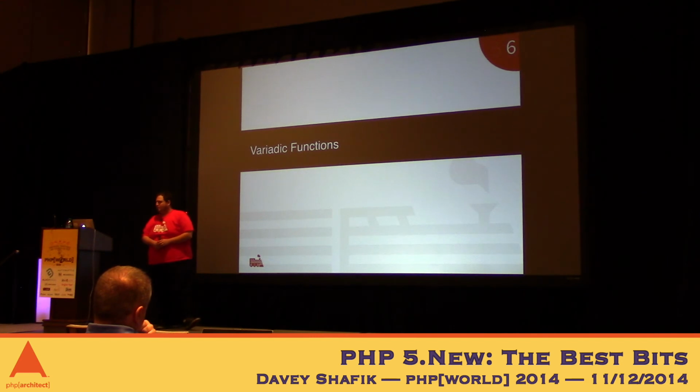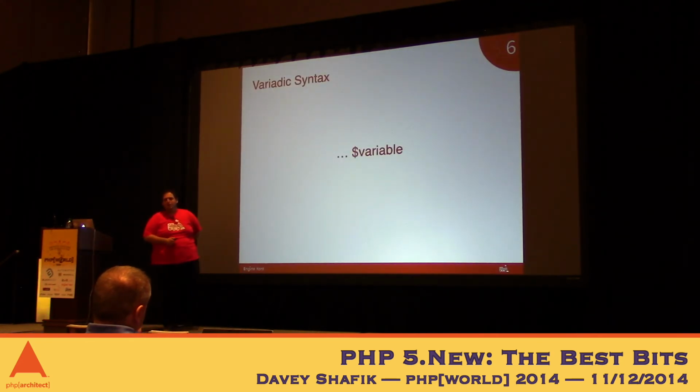All right, 5.6, how much time? We have 9 minutes. We're almost done. 5.6 added 2 awesome new features. The first one is variadics, which looks like this, triple dot dollar variable. That is not an ellipsis, it is 3 periods. Make sure your editor doesn't, like in OS X, it'll replace 3 periods with an ellipsis. Make sure that doesn't happen in your editor.